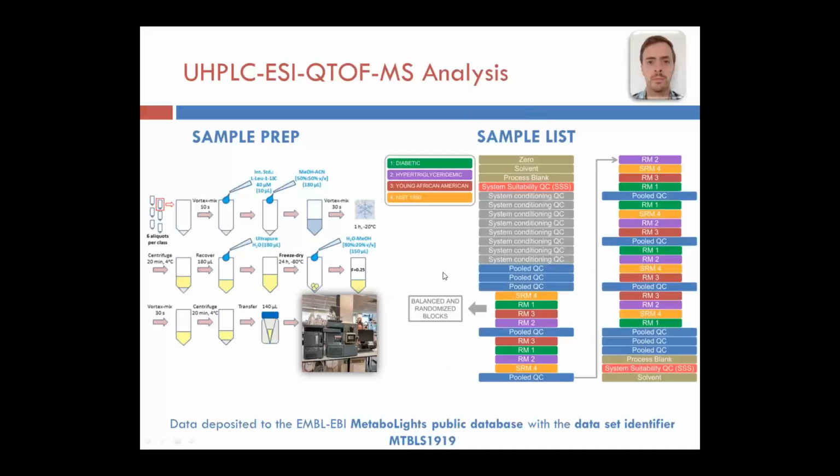And this, at the right of the slide, we show the sample list that we designed for analysis, also following guidelines mainly provided by David Brohart and Rick Dunn and collaborators, in which we analyzed a zero injection, a solvent injection followed by a process blank, that was followed by the system suitability QC sample that I mentioned previously. Then we conducted several injections of system conditioning quality control sample in order to condition the LCMS platform, and this number of injections was previously optimized.